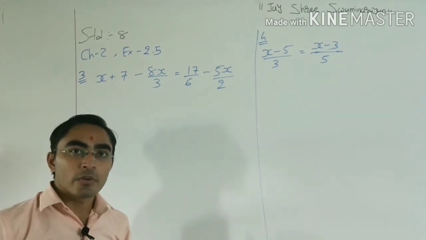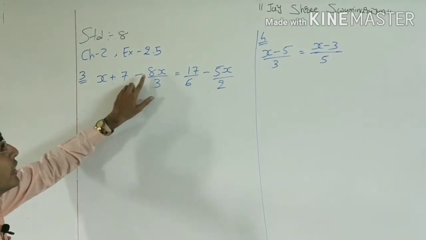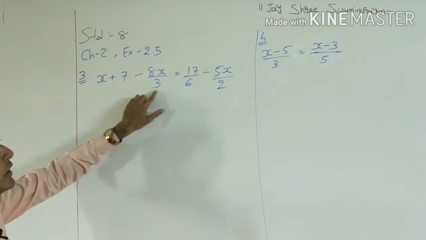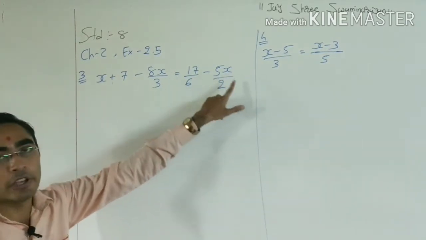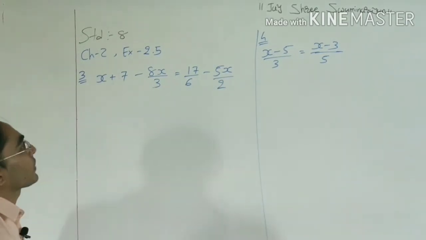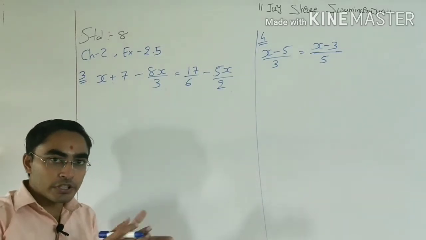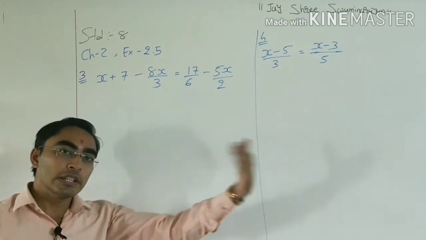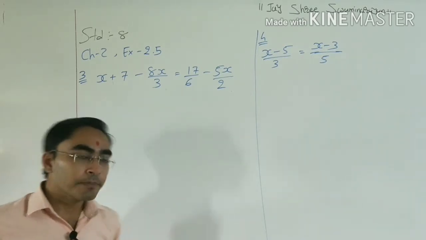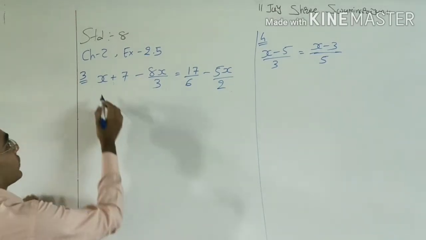Next is question number 3. x plus 7 minus 8x divided by 3 is equal to 17 by 6 minus 5x by 2. Here first of all we try to collect the terms which contain x on the left hand side and the other numerical terms on the right hand side. So here we have a total of 3 terms which contain x.